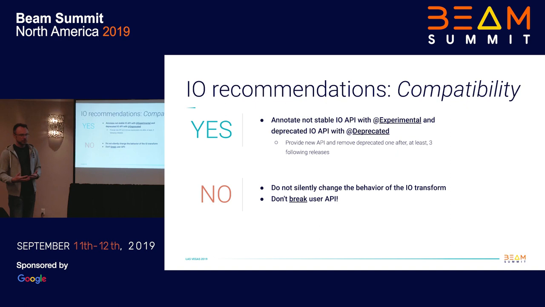Compatibility. Once you write a new I/O, usually we mark it with an experimental annotation. This is a good question, actually, when it becomes not experimental. Deprecation is also very useful. Sometimes you want to change your public API, so don't just drop it. In this case, we mark it as deprecated, and the agreed rule is that after 3 releases at minimum, it can be dropped if a new API was provided. We think that should be enough for users to move to the new API.